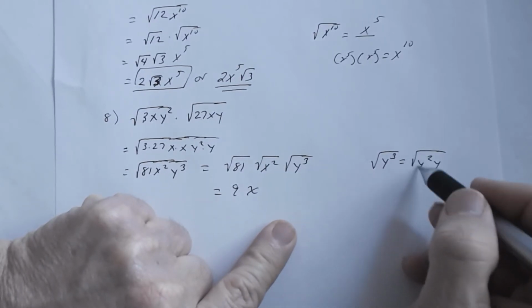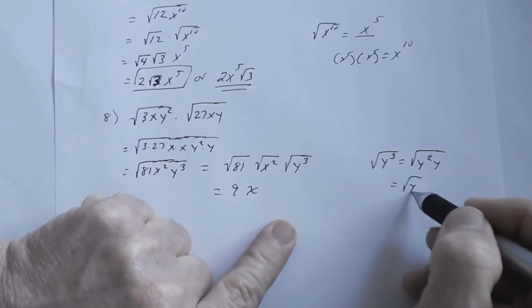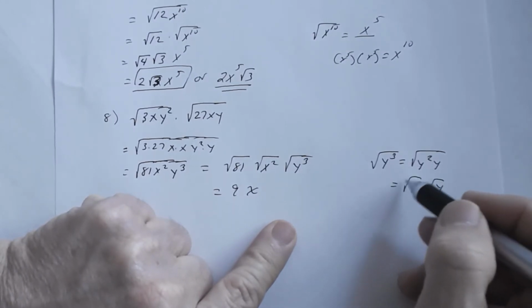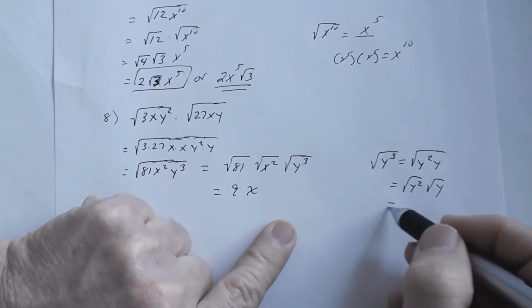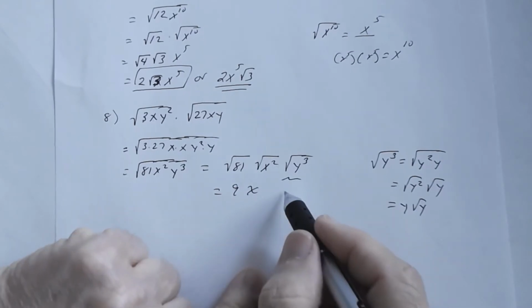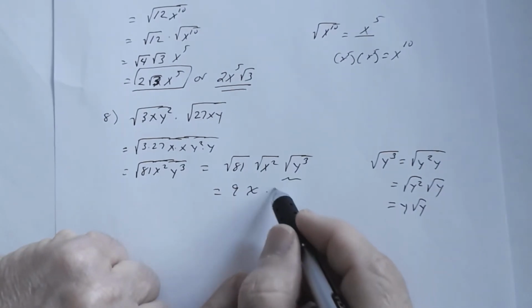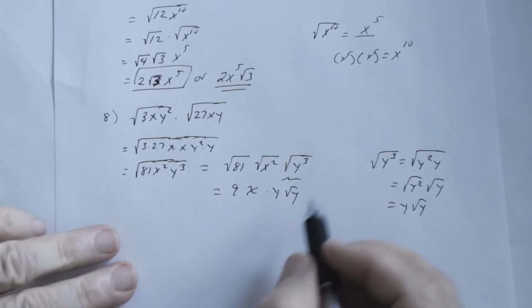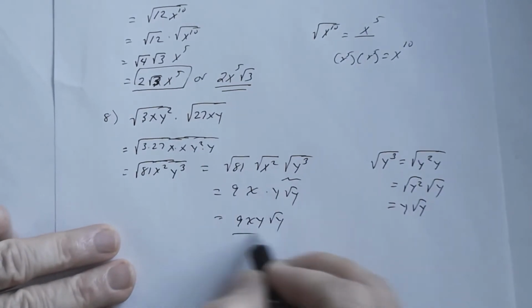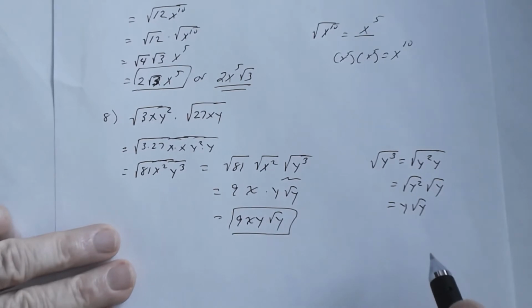So now I'm going to use the product rule on this. So I get the square root of y squared, square root of y. And then this is y now. Y times y is y squared. So this becomes y square root of y. And so that goes here. So this is y square root of y. And so your answer is 9xy times square root of y. And that's it. 9xy square root of y.